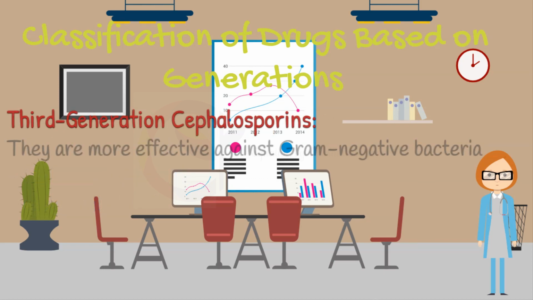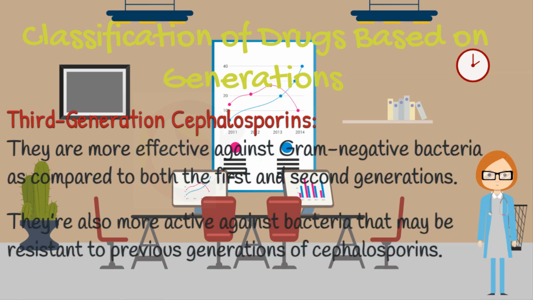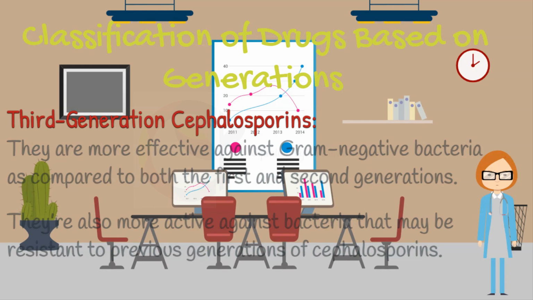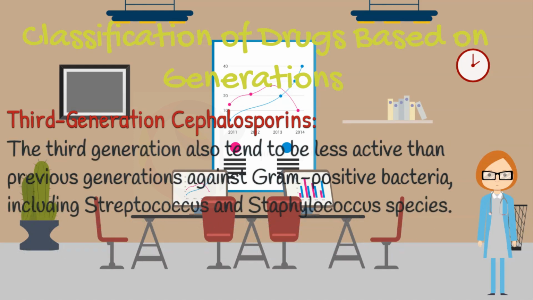Third-generation cephalosporins. They are more effective against gram-negative bacteria, as compared to both the first and second generations. They're also more active against bacteria that may be resistant to previous generations of cephalosporins. The third generation also tend to be less active than previous generations against gram-positive bacteria, including Streptococcus and Staphylococcus species.